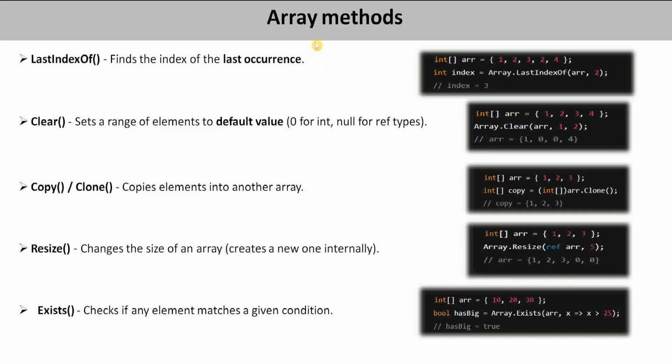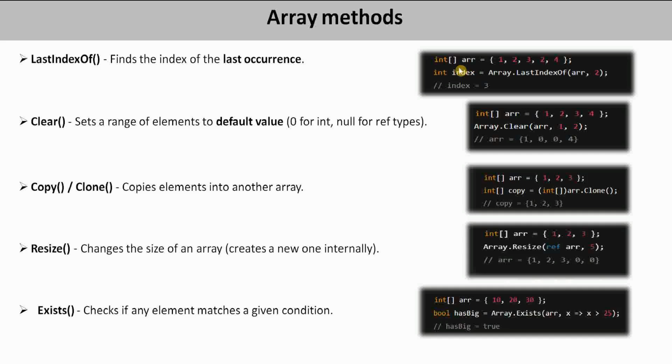So what are array methods? Here we already learned how to create arrays, what arrays are, meaning we created integer arrays and string arrays. Now we will talk about some methods in arrays. Here are some methods of arrays. LastIndexOf finds the index of the last occurrence. If we want to check whether some value exists in the array or not, how can we check it? We can check it with LastIndexOf.